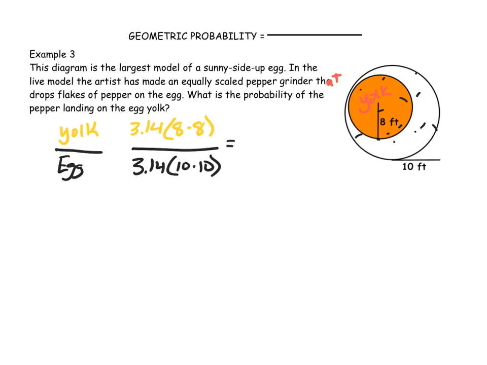So multiply that out on your calculator. On the bottom you'll get 314. On the top you'll get 200.96. Divide that out on your calculator. 200.96 divided by 314, and you should get 0.64, or a 64% chance that your pepper will land right there in the yolk.